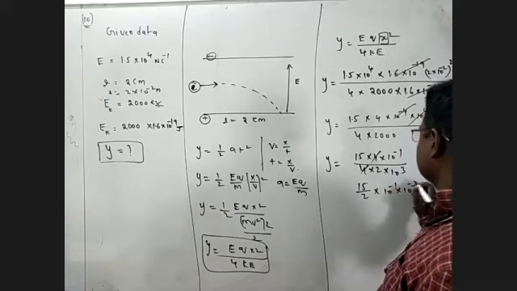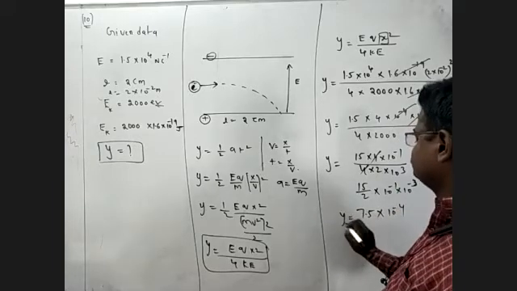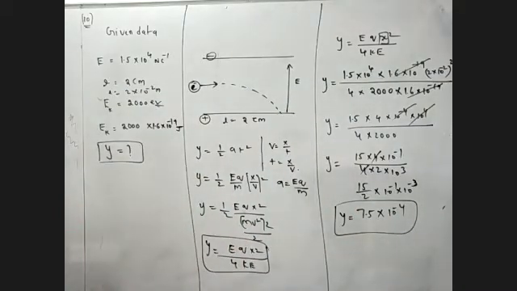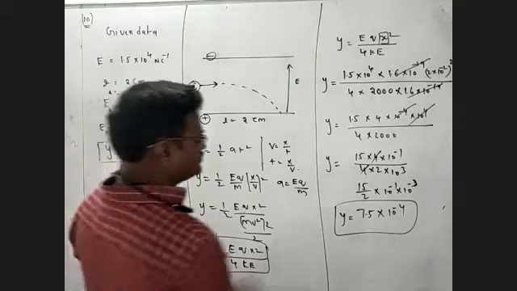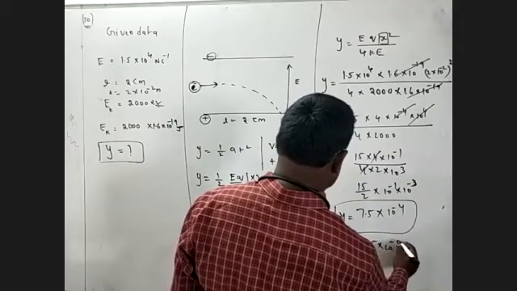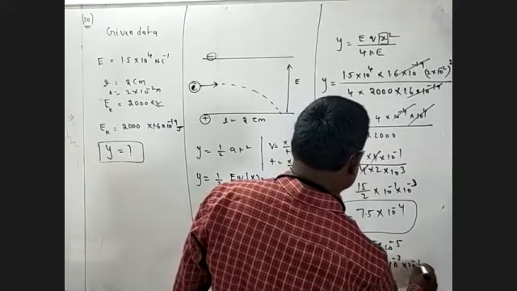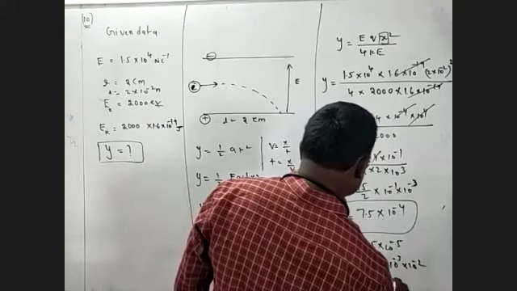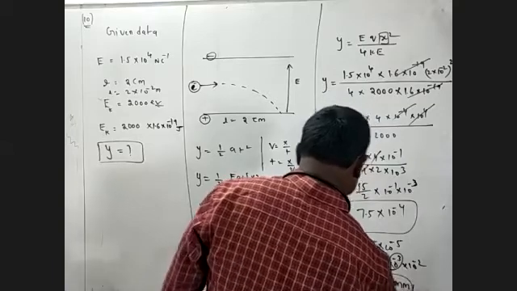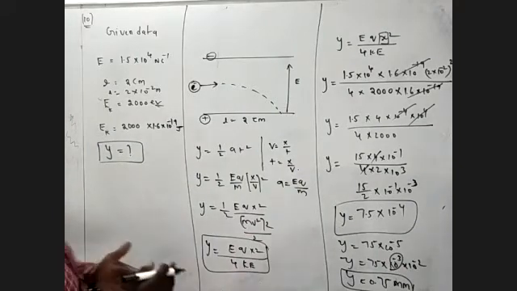Taking the 10 to the power of minus 3 to the other side, this is 7.5 into 10 to the power of minus 4. This is the y value. We need it in millimeters, so y is equal to 75 into 10 to the power of minus 5. So y is equal to 75 into 10 to the power of minus 3 into 10 to the power of minus 2. So y is equal to 0.75, and since we are writing it in millimeters, y is equal to 0.75 millimeter. That is your answer.